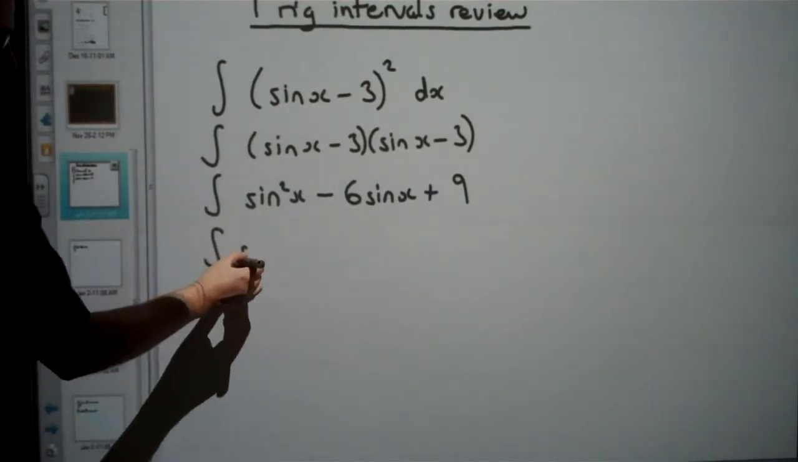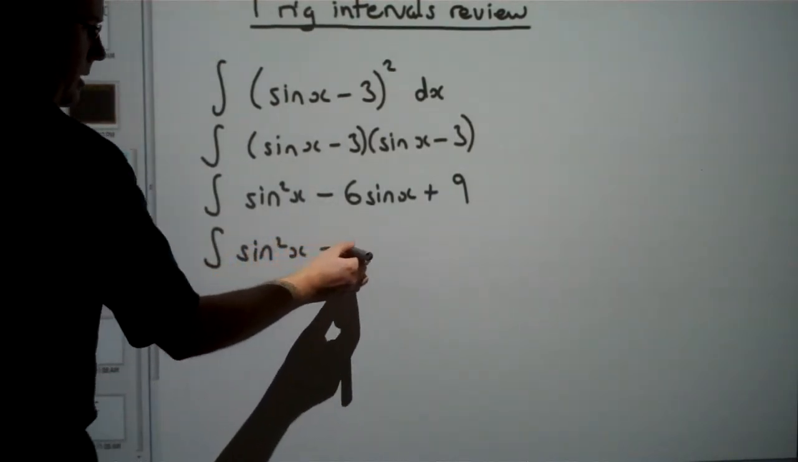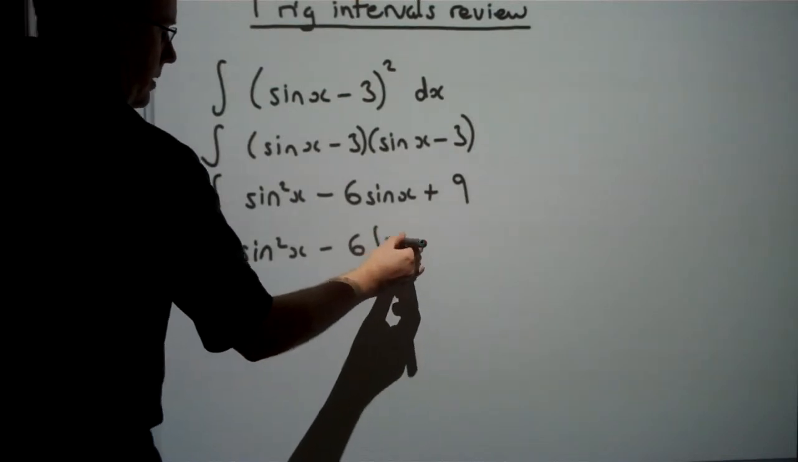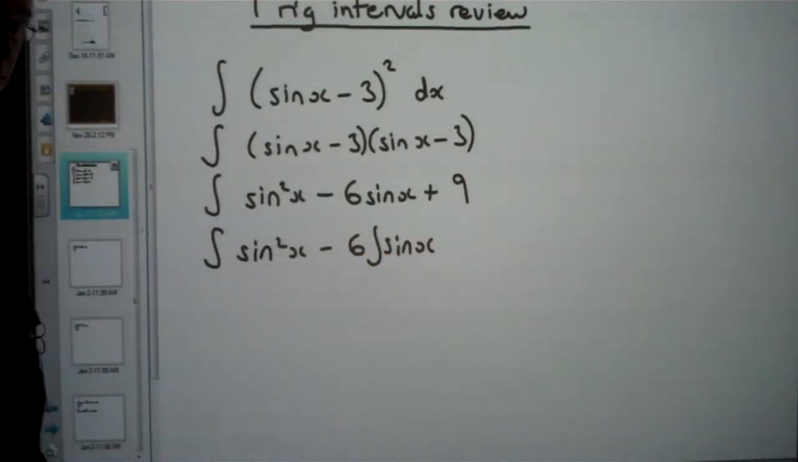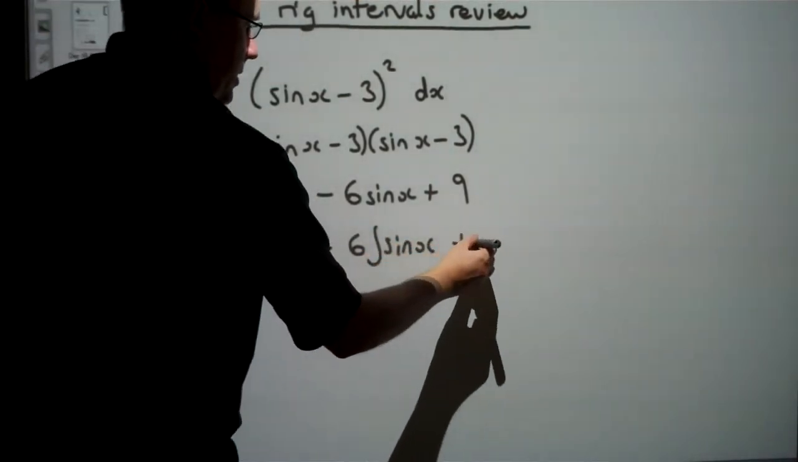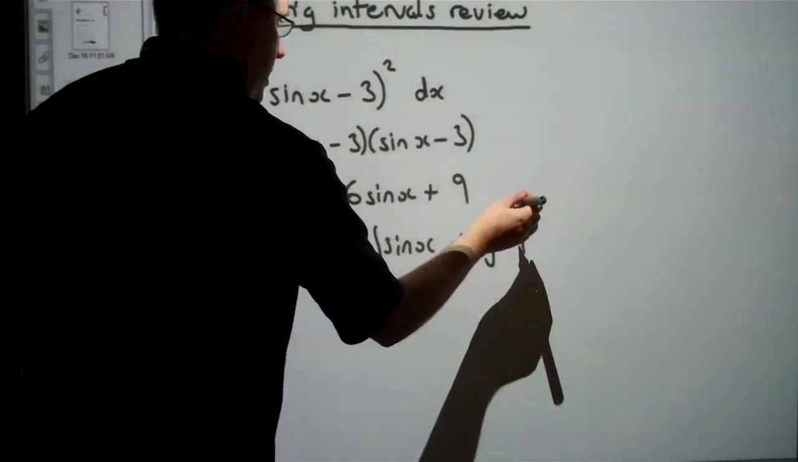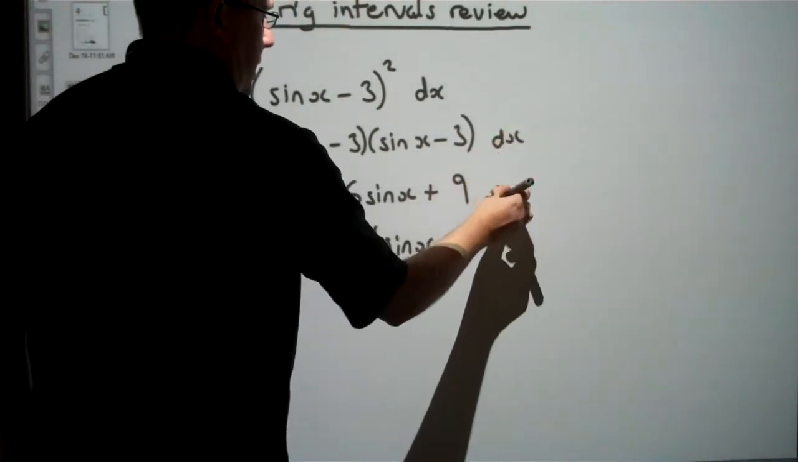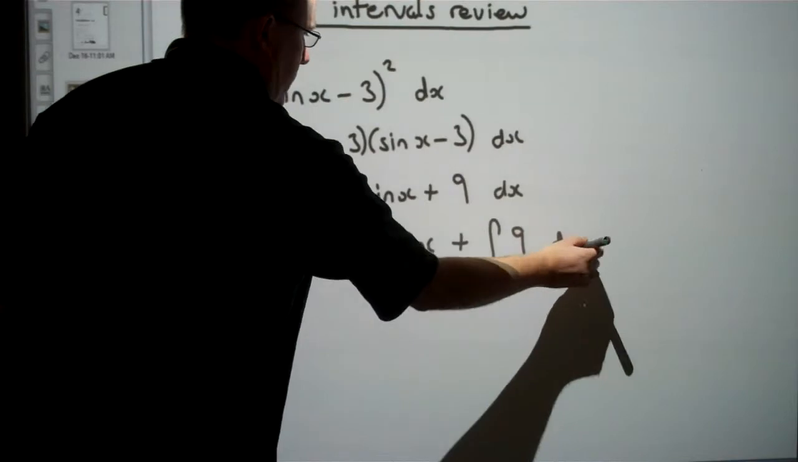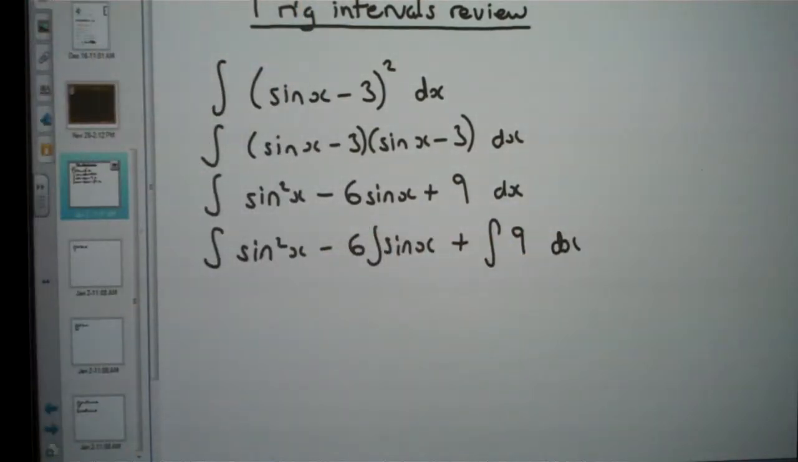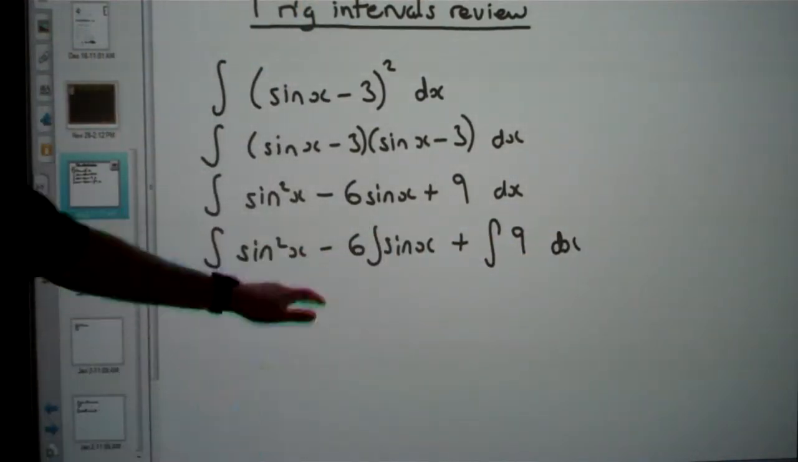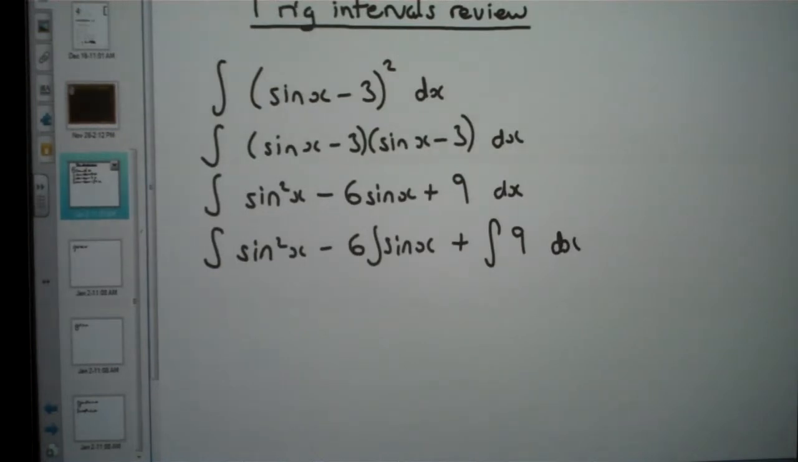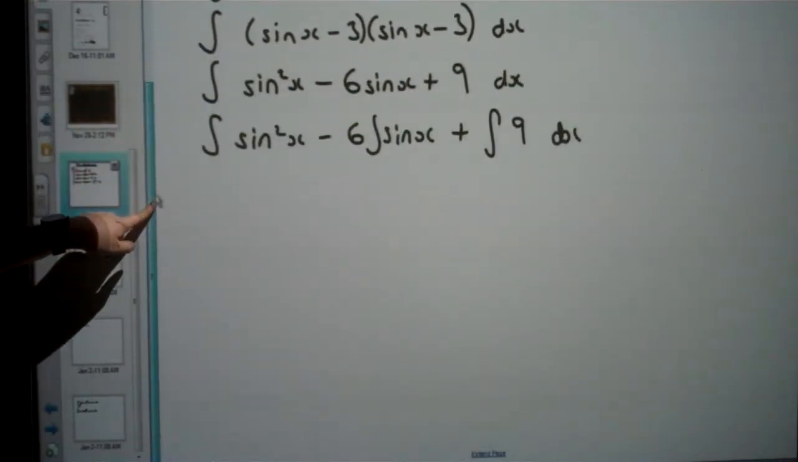So we've got the integral of sine squared x minus 6 times the integral of sine x, or you could put the integral of 6 sine x, plus the integral of 9, and all of these should have dx on the end as well. Now these two should be perfectly okay to work out. Sine squared x is not quite so easy to work out. Certainly not sine cubed x over 3 or cosine cubed x over 3 or anything like that. So this is one that will often catch people out.